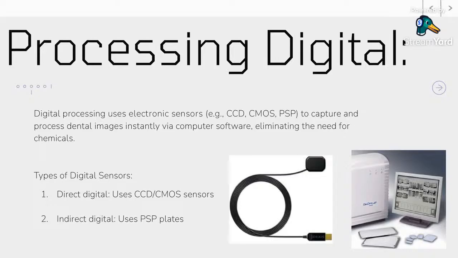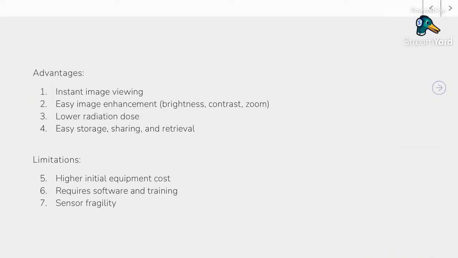What are the advantages and disadvantages? The advantages are that you have instant image viewing. Easy. You can enhance it, change the contrast, change the brightness. The radiation is very low. It has easy storage. You don't need any cabinet. You just need one monitor and CPU. And then sharing and retrieval: you can share it very easily. Everybody has mobiles. You can just share it with the experts that you may want to consult.